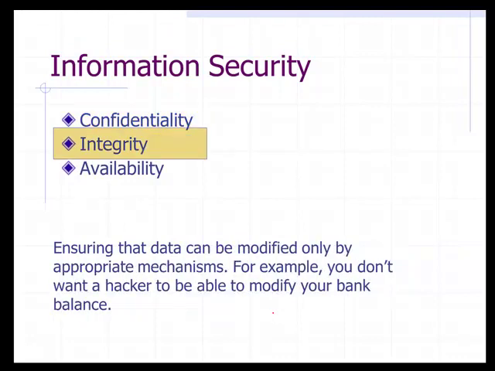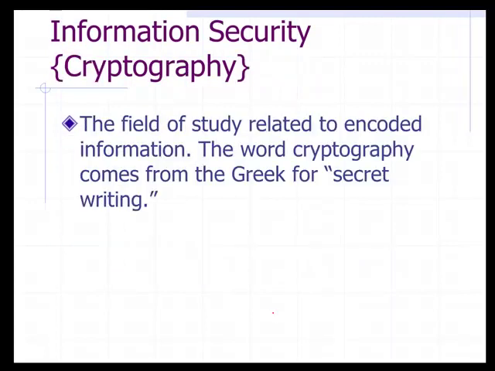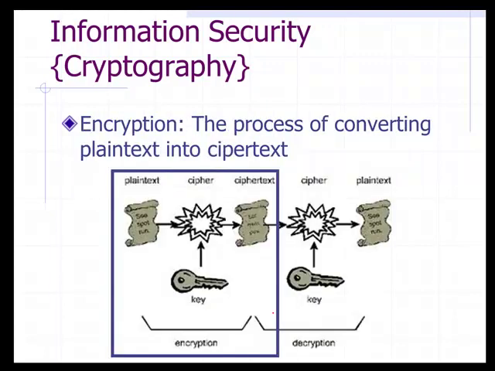Integrity means ensuring that data can be modified only by the appropriate mechanisms. For example, you don't want a hacker to be able to modify your bank balance. Availability is the degree to which authorized users can access information for legitimate purposes. Information security has a field called cryptography. It's a field of study related to encoding information. The word cryptography comes from the Greek for secret writing.